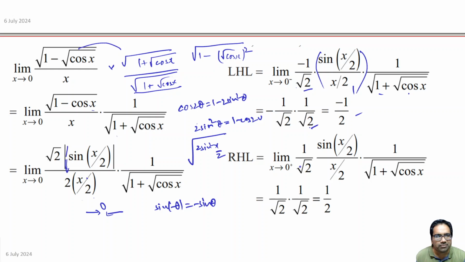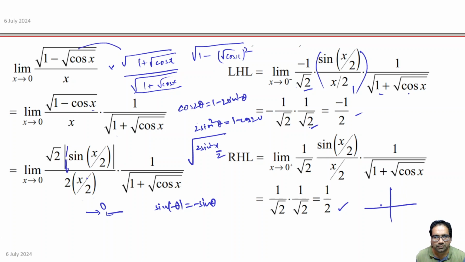But when you are approaching from the right hand side, the absolute value of sine x by 2 is positive, so sine x by 2 is also positive and the absolute value is sine x by 2. Everything else remains the same. Instead of this minus, it will be plus. When approaching from the right hand side, we are getting 1 by 2. So the left hand limit does not match the right hand limit.